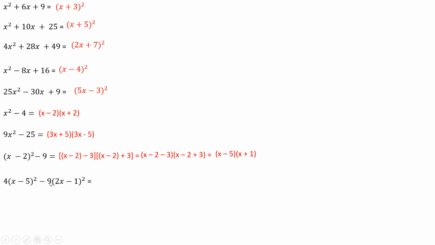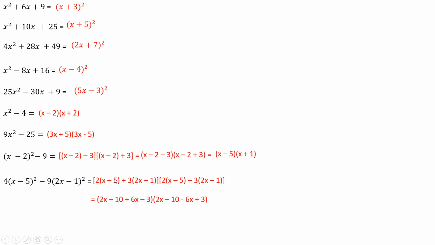The root of 9 is 3. The root of the binomial is 2x minus 1. So 3 into 2x minus 1. So now I write 2 into x minus 5 plus 3 into 2x minus 1. So I write a plus. Now I write the same but a minus in between. Now I get rid of the first bracket, I put them between parentheses. Also the second bracket, I put them between parentheses.